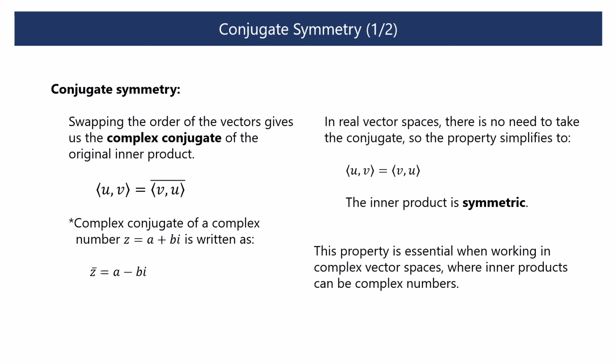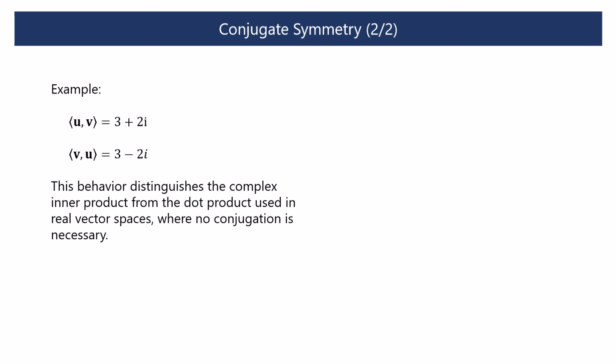In real vector spaces, there is no need to take the conjugate, so the property simplifies to this equation. This equation just says that the inner product is symmetric. This property is essential when working in complex vector spaces, where inner products can be complex numbers. For example, if the inner product of u and v equals 3 plus 2i, the inner product of v and u equals 3 minus 2i. This behavior distinguishes the complex inner product from the dot product used in real vector spaces, where no conjugation is necessary.